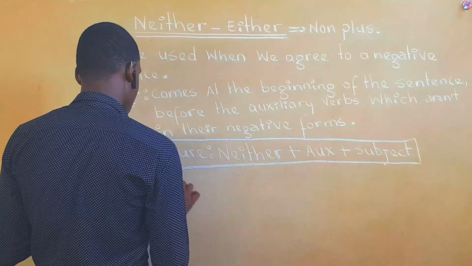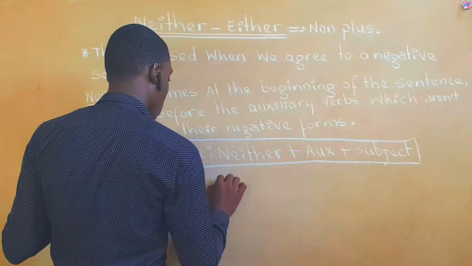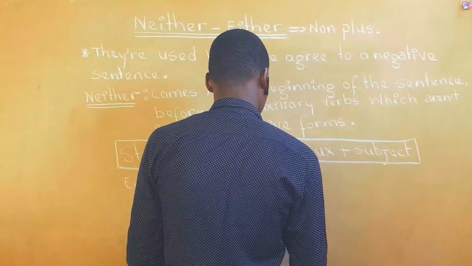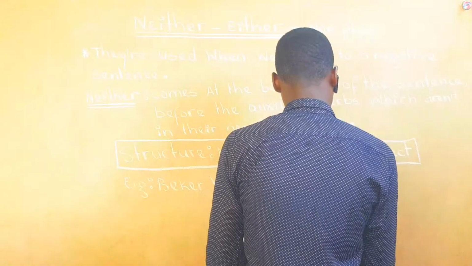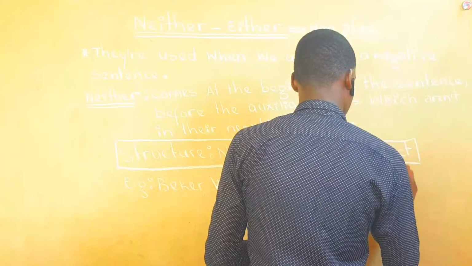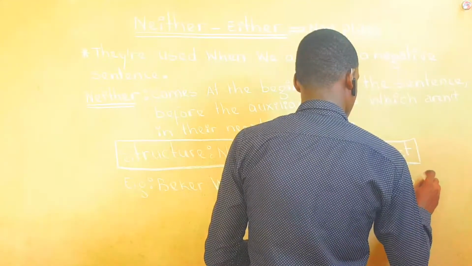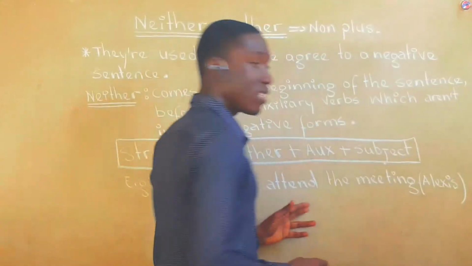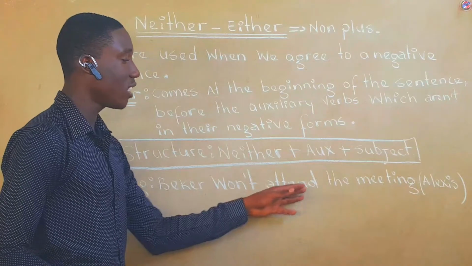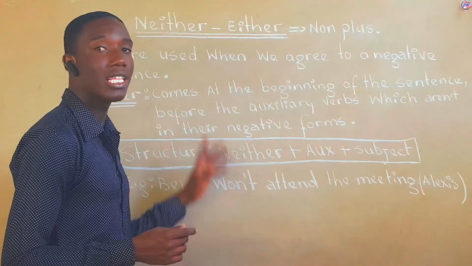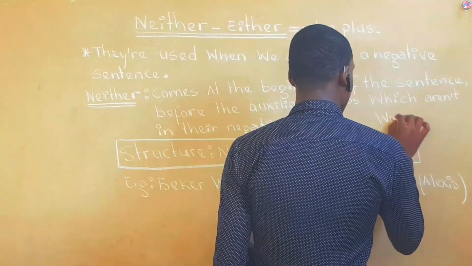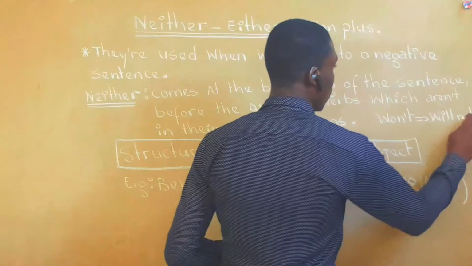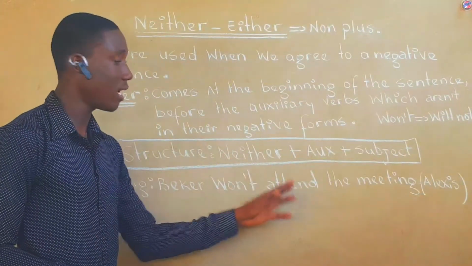I say Baker won't attend the meeting. As you see there, Baker won't attend the meeting. This is the contraction of will not. If I don't want to say won't, I can say will not. I can say Baker will not attend the meeting.